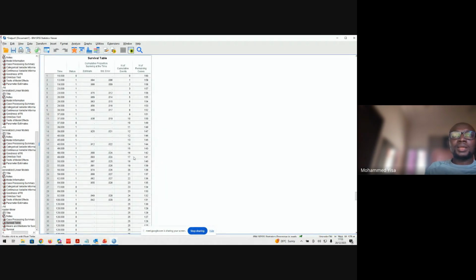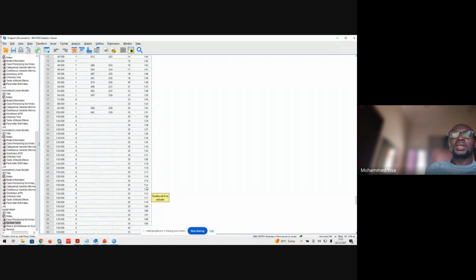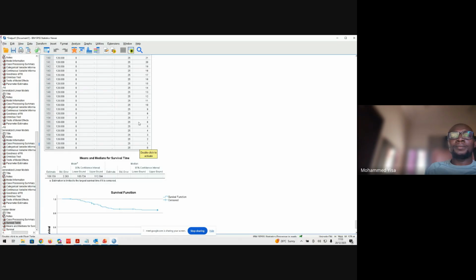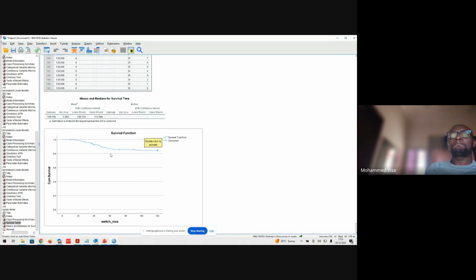This is the survival table, basically showing us the individual data points at each point in time when the survival was measured, how many people were remaining. So at 10 months, 160 doctors were remaining in practice. At 12 months, 159, and so on and so forth. So this is basically what is then visualized using the Kaplan Meier curve.